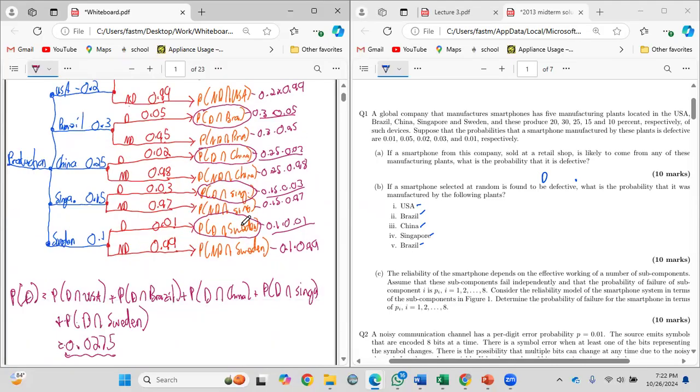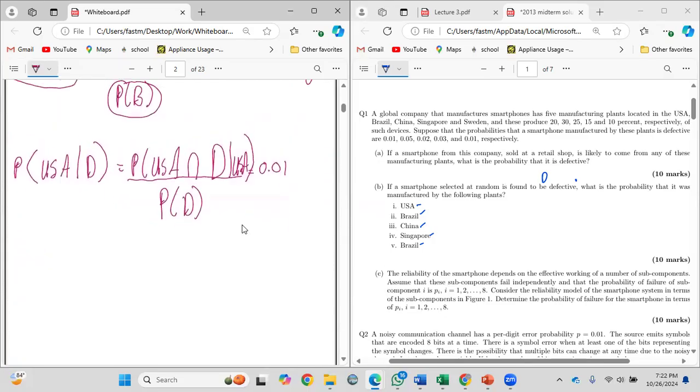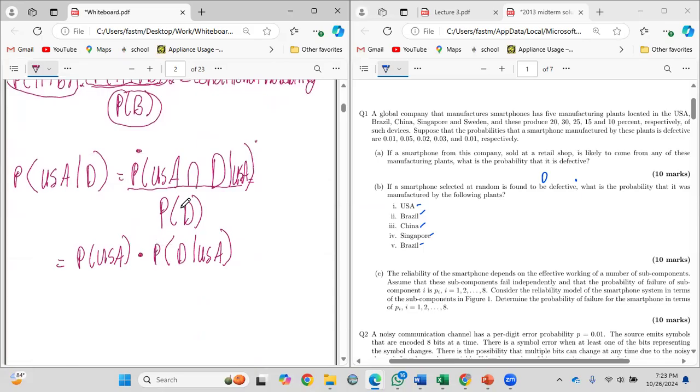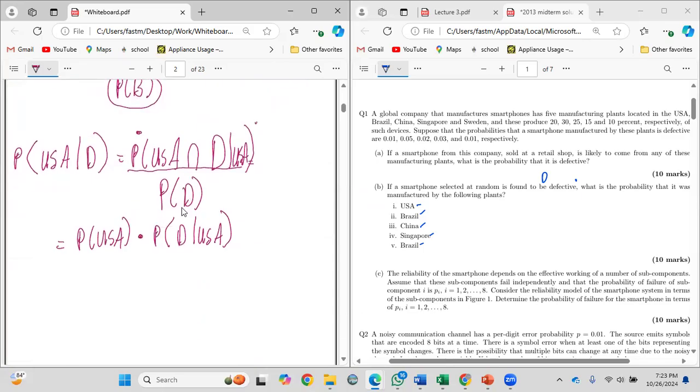It's the same thing. So before I write any value, I'm going to write how it will look when you expand it out. Basically, this will be the probability of USA multiplied by the probability of it being defective given that it's from USA. This is the same thing as this, which is the same thing as up here. Same value, 0.2 by 0.01. That's when you're writing it out.